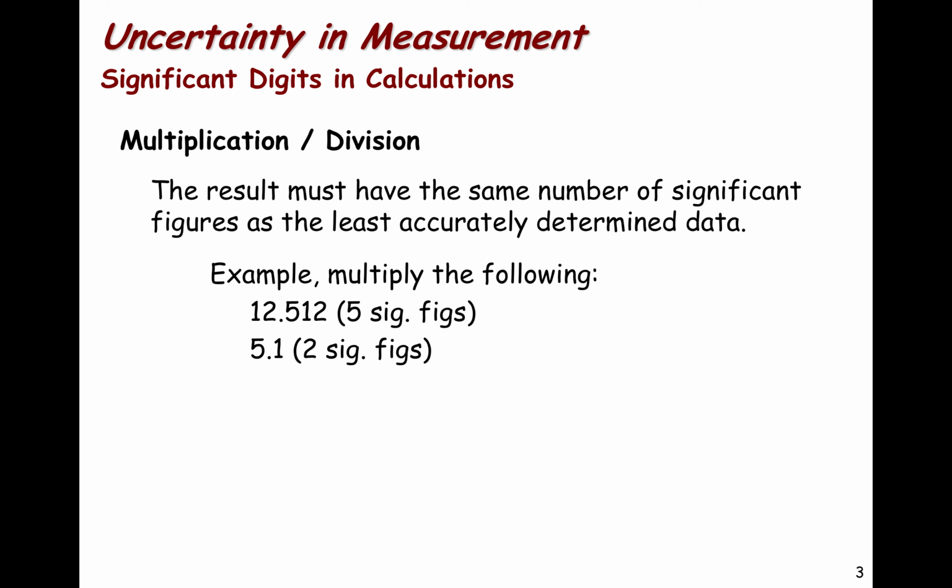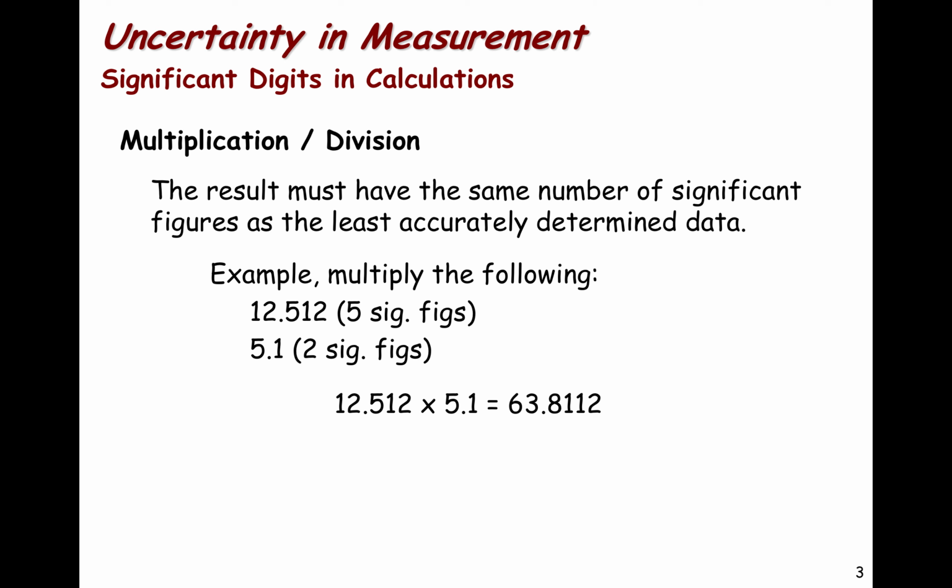As an example, we have two numbers that we want to multiply together. The first number is 12.512. All of those are non-zero digits, so this happens to have 5 sig figs in it. The second number, 5.1, only has 2 significant digits. If we were to multiply these two numbers together, you could put that into your calculator. The calculator will spit out a bunch of digits, but some of them will not be significant digits, okay?